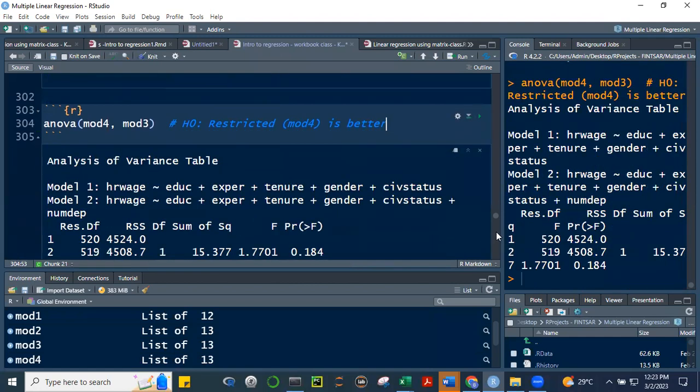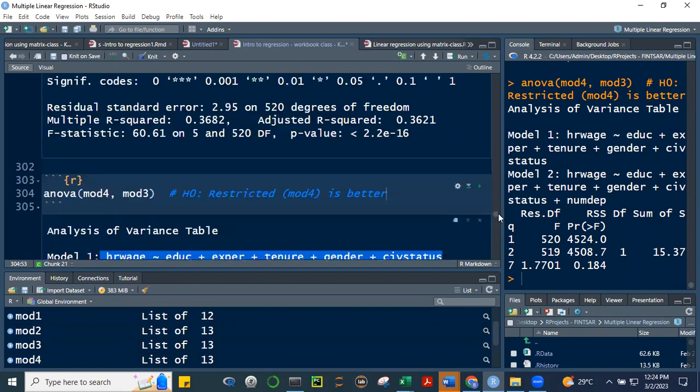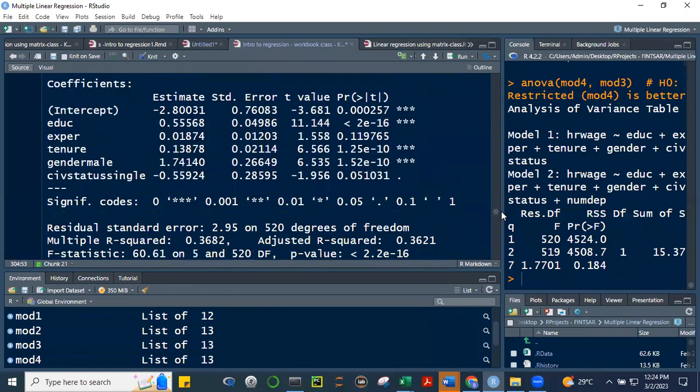All right. Ano lumalabas? 0.184 yung p-value. Therefore, we fail to reject the null hypothesis that the model 4 is better than model 3. Mas maganda si model 4. So the model without the number of dependents is better than the model with the number of dependents. Wala nang dependents dito, no?